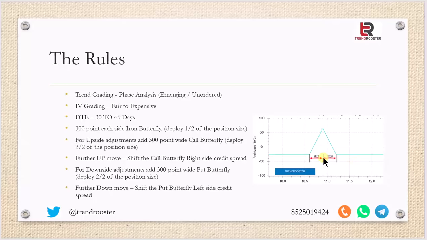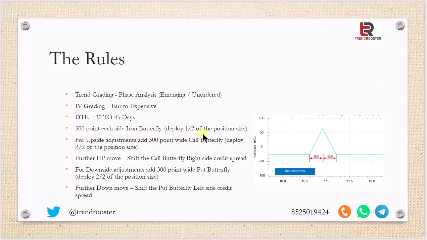Next, we apply a 300 point each side iron butterfly, which means 300 points wide. For example, the current market is 10,900. We deploy the 10,600 put here and the 11,200 call here, and the 10,900 put and 10,900 call are sold here. Basically it's a high-end butterfly, 300 points wide. This can be varied. You can start with 300, 400, or 500, whatever suits your needs. But before doing that, please do a back testing.